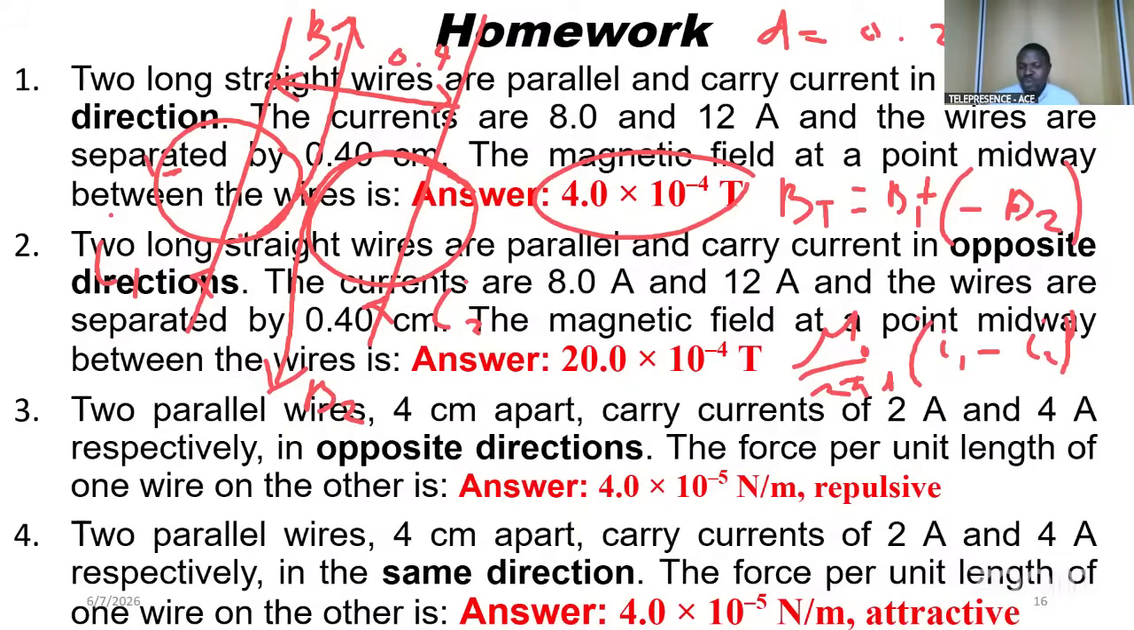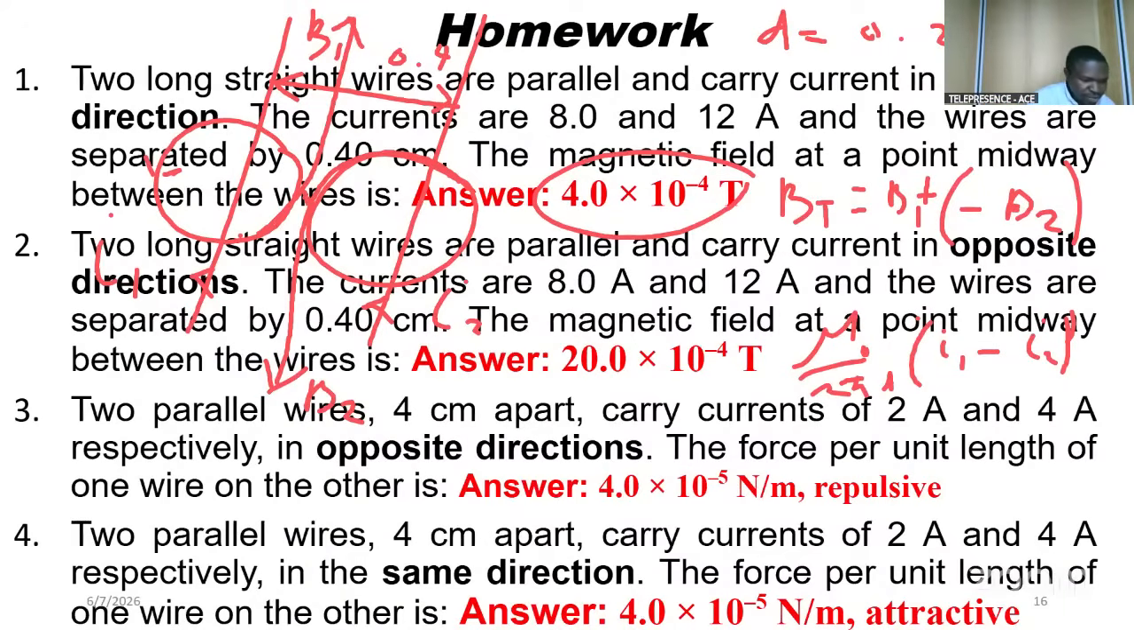But mind you, you may probably get a negative as the magnetic field, but don't bother yourself about that. It depends on which one we consider first. Are we considering B1 first or B2 first? That is what brought about the negative sign for the magnetic field. But mind you, the answer will be this one.